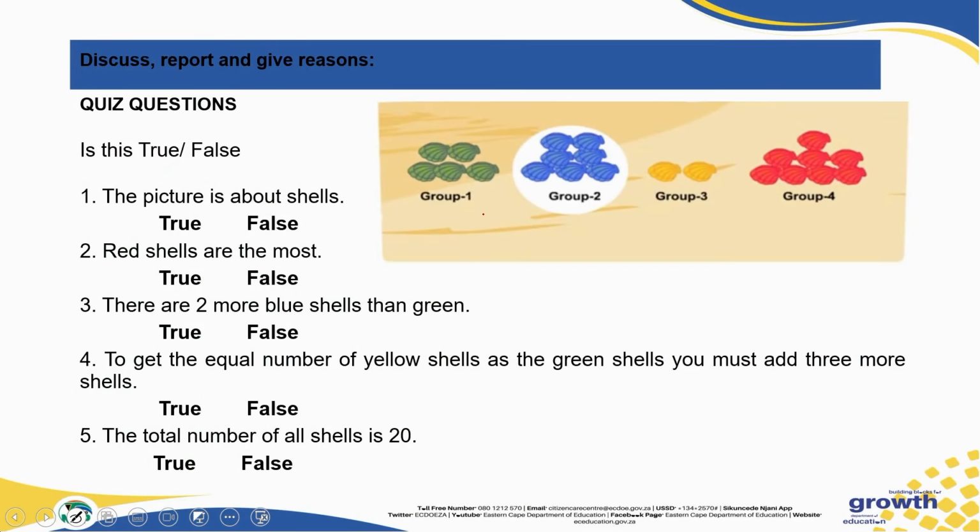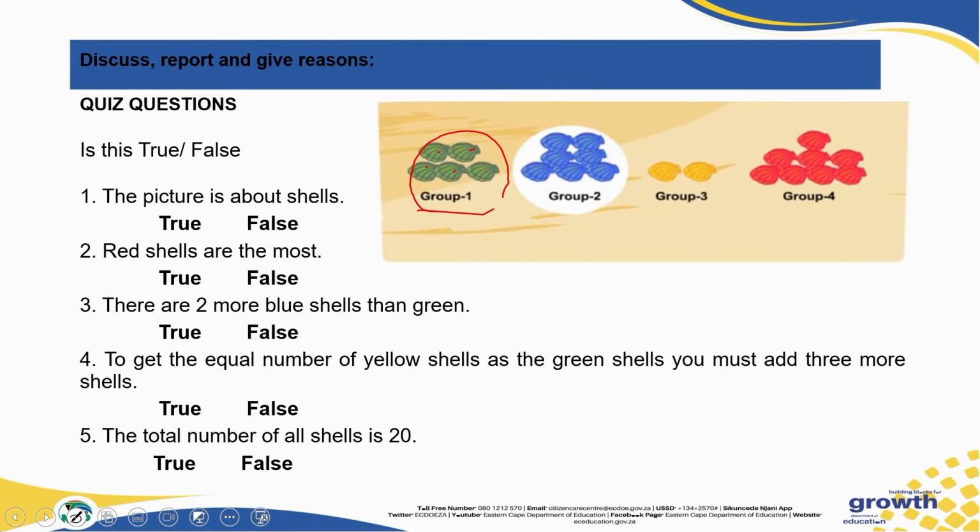That's correct. We got them from the sea. I've collected many shells and I've painted them in different colors. Look at my shells. In group 1, I have 5 shells, green shells. They are 5. 1, 2, 3, 4, 5.